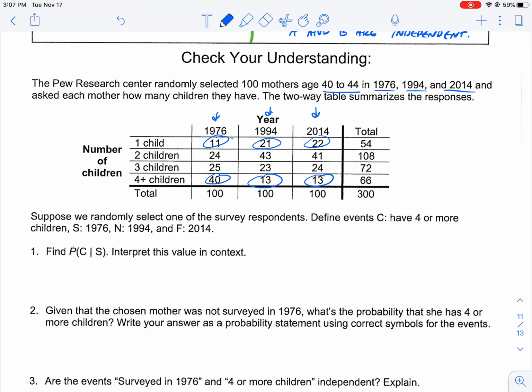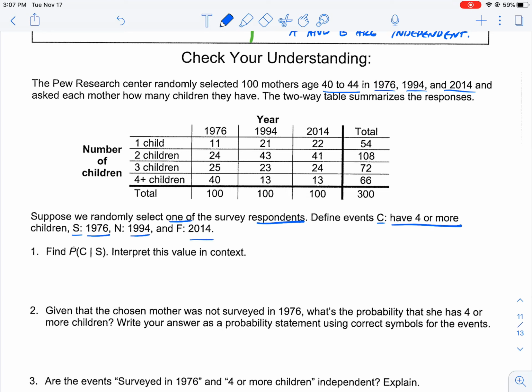We don't really know yet, but 40 of those moms had 4 plus children in 1976, only 13 in 1994, and then 13 in 2014. And so we're looking at this, and I only point that out to say there's a difference in these statistics. So we have reason to look at how these events might be independent. So suppose we randomly select one of the survey respondents, define event C. So C is they have 4 or more children, S is 1976, N is 1994, and F is 2014.